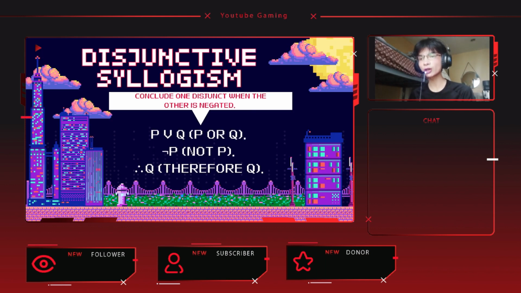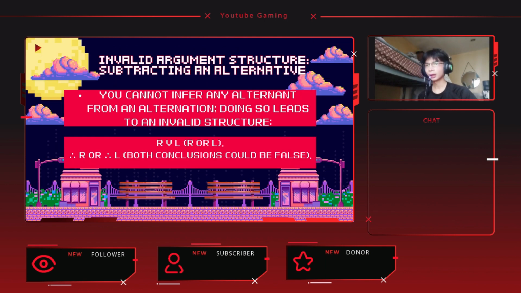Disjunctive syllogism allows you to conclude one disjunct when the other is negated. Let's take the example P or Q. If we say that it is not P, therefore it is Q. This means if P is false, then Q must be true. That's simple. Now let's look at invalid argument structures.